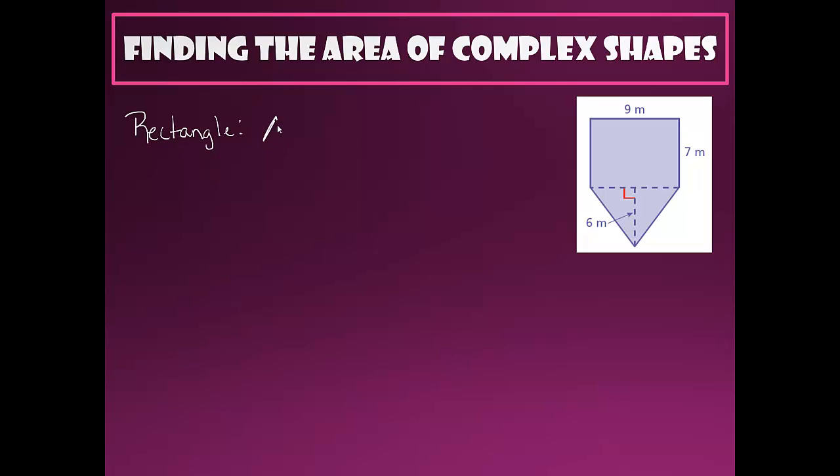And our formula is area equals length times width. So if we look at our rectangle, we have 9 by 7. So we're going to multiply 9 times 7, and that equals 63. Now we'll find the area for our triangle.